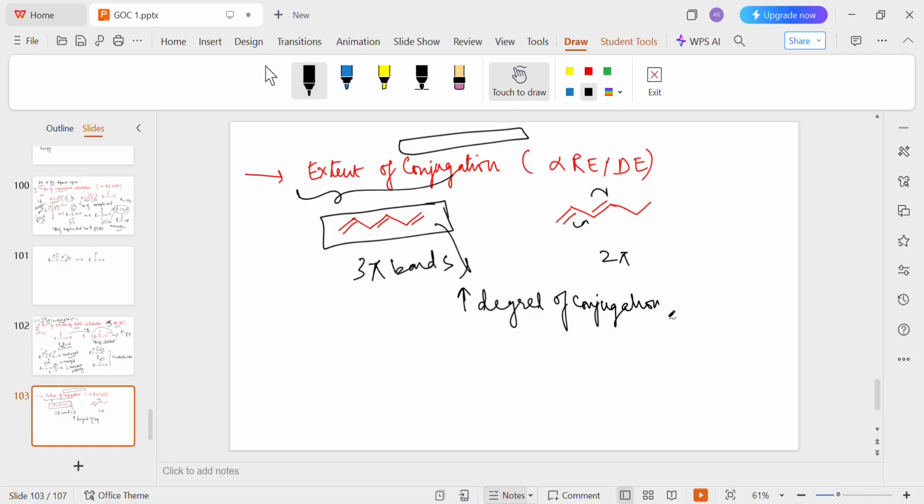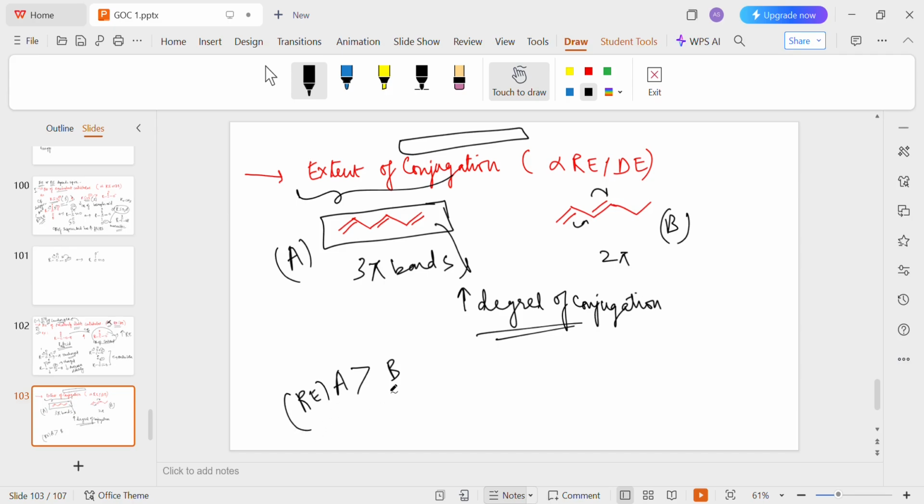ठीक है, तो जितनी एक्सटेंट ऑफ कॉन्जुगेशन ज्यादा होती है उतना ही रेजोनेंस एनर्जी या डीलोकलाइजेशन एनर्जी ज्यादा रहती है. द एक्सटेंट ऑफ कॉन्जुगेशन इज डायरेक्टली प्रोपोर्शनल टू रेजोनेंस एनर्जी और डीलोकलाइजेशन एनर्जी. सो इफ लेट्स से दिस इज स्ट्रक्चर ए एंड दिस इज स्ट्रक्चर बी, if I ask you which one has higher resonance energy, then of course structure A has a higher resonance energy than B. Okay, resonance energy.